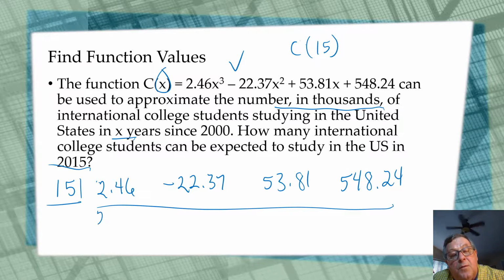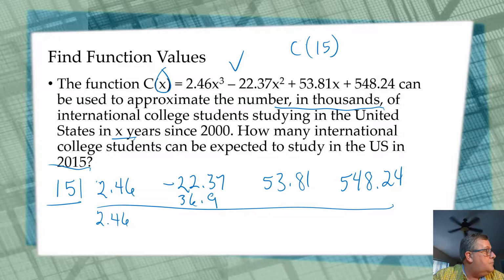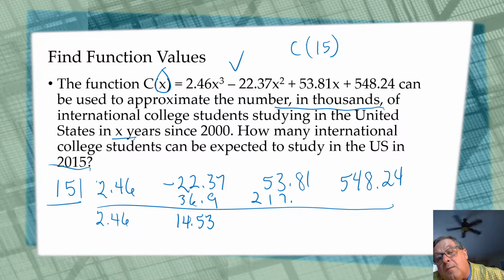We're going to bring down 2.46, and we're going to multiply that by 15, and that comes to 36.9. I guess that's 36.9 even. Yeah, okay. So negative 22.37 plus 36.9 is 14.53. And we're going to multiply that by 15. And 15 times 14.53 is 217.95. You can tell I've already worked this problem out.